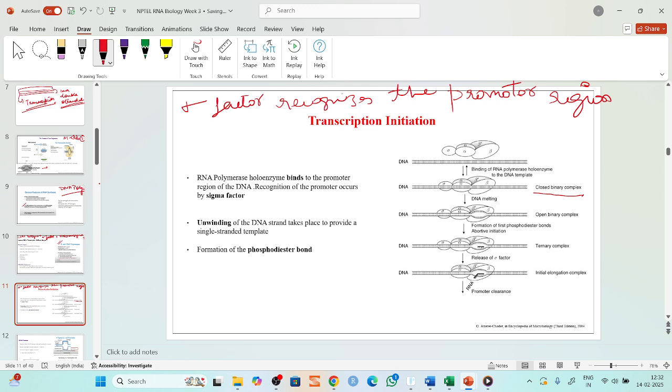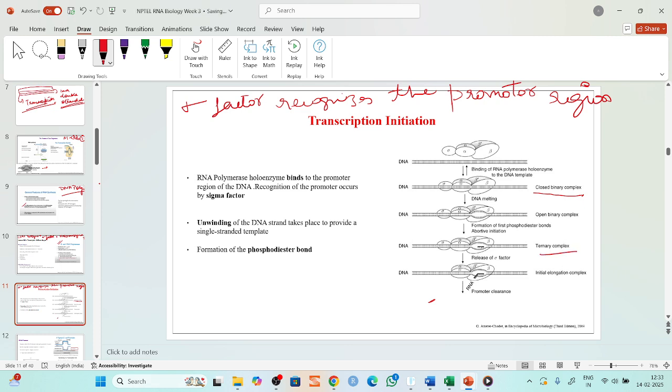Then what happens? DNA melting. That means locally the DNA gets unwound and it forms a transcription bubble. And when the transcription bubble is formed, it is known as an open binary complex. Up till here, it is binary only because there are only two things, RNA polymerase and DNA. This is the closed binary complex and this is the open binary complex. Then the first phosphodiester bond is formed, and a small mRNA is synthesized.